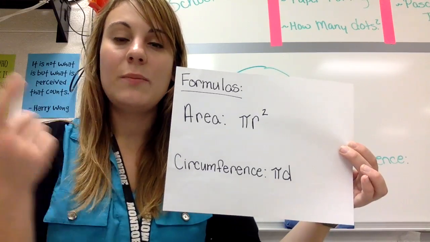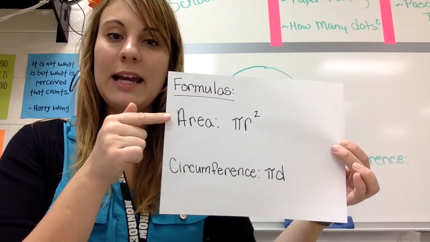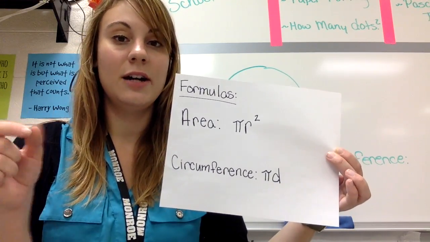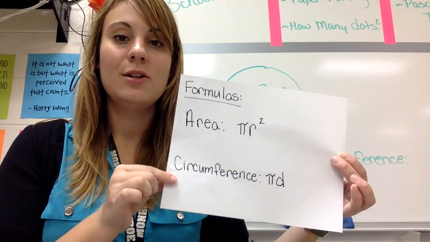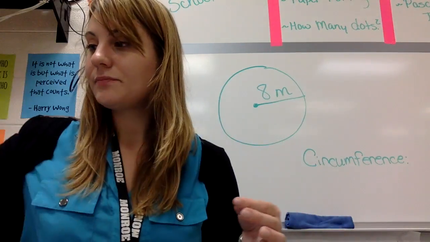Make special note, the biggest mistake I see with area and circumference of circles is which one uses radius and which one uses diameter. Make sure you're using the right measurement, all right? Area uses radius, circumference uses diameter, all right?